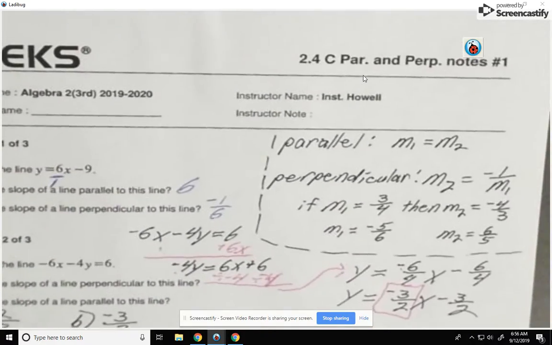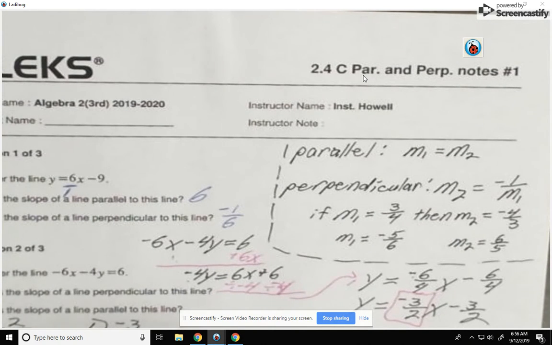So that is the notes for 2.4C, parallel and perpendicular lines.